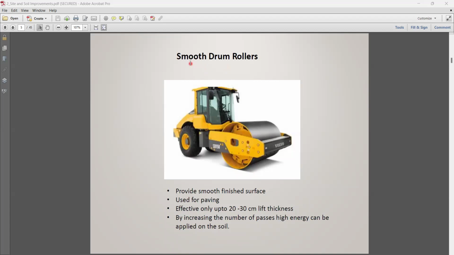This one is called a smooth drum roller. This is a metal drum and the surface is smooth. You have seen a lot of road construction where these sorts of rollers are used. This provides a smooth finished surface. The main highlight is that it is effective only up to a 30 centimeter lift. 30 centimeters means nearly 1 foot.